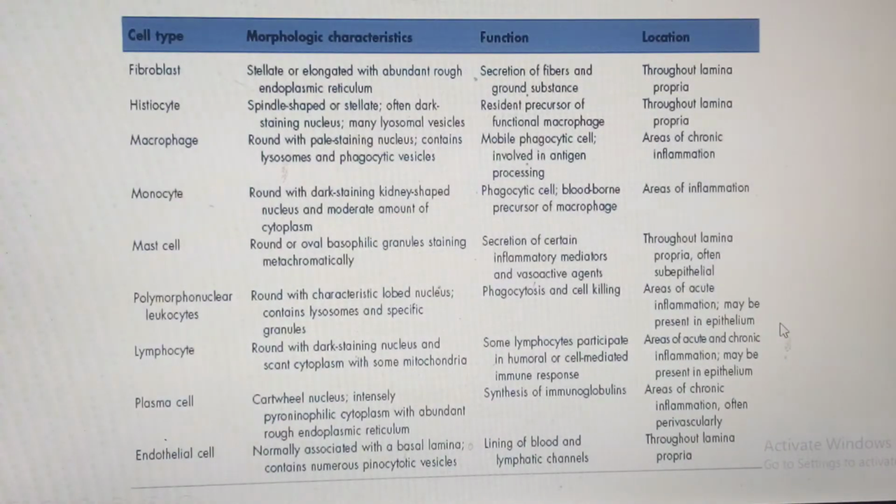So, just giving you a summary in this table, we've seen the fibroblasts, which make the extracellular matrix and become entrapped to become fibrocytes. Then I also told you about histiocytes, which are spindle shaped or stellate shaped cells, often with a dark staining nucleus and many lysosomal vesicles, because it is also a type of macrophage, just a resident cell. We also have the macrophage, a bulky cell which is phagocytic, helping engulf particulate matter. But that one presents with a round pale staining nucleus, other than the histiocyte, which presents with a dark staining, slender nucleus. Then we said the monocyte will give rise to the macrophage, and the nucleus will be kidney shaped.